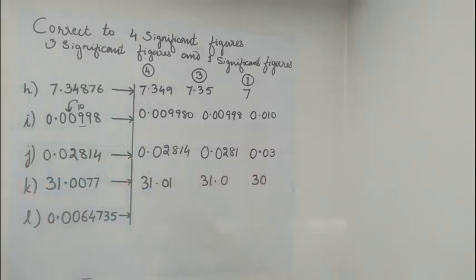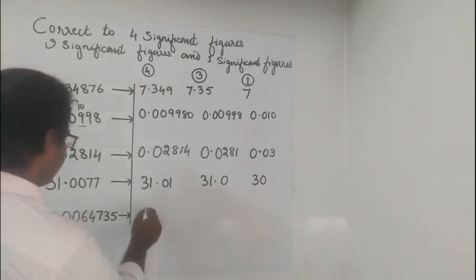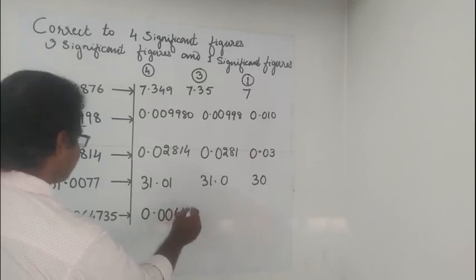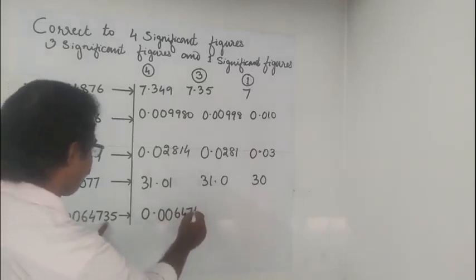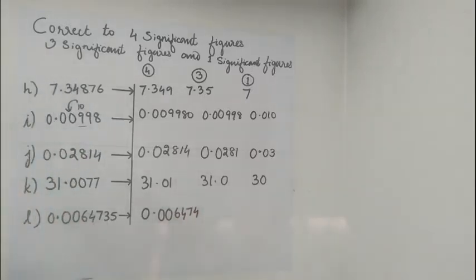Okay. Next, here it becomes 0.0064735. So we have to focus on a 4 digit number. From here 1, 2, 3, 4. After 4 there is 5. So add 1 to this number. That becomes 0.006474. Okay.